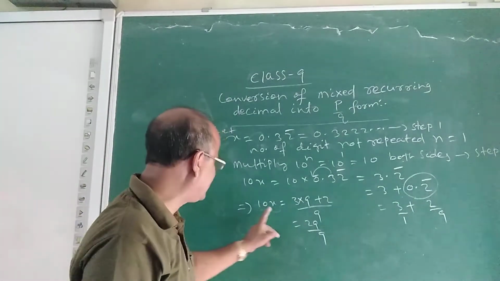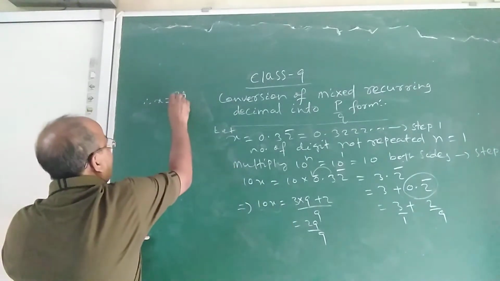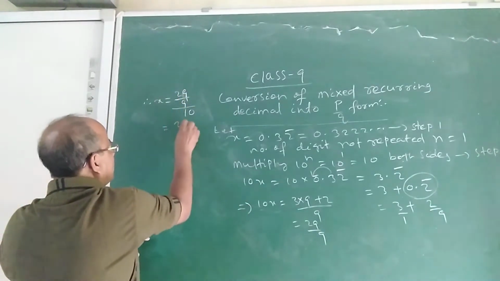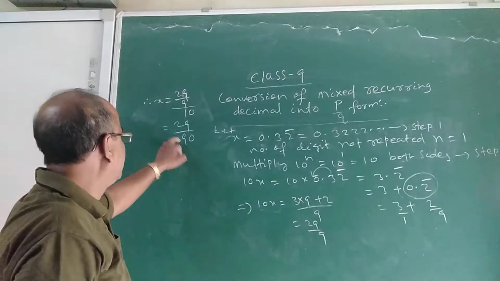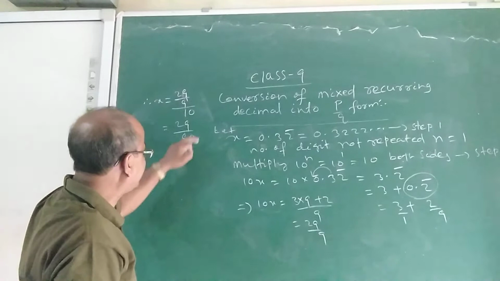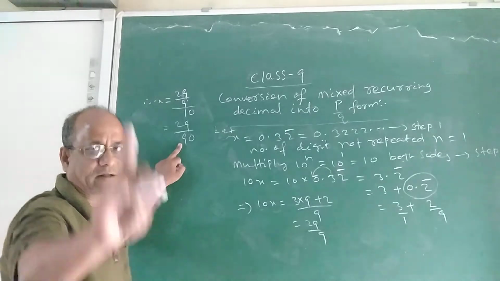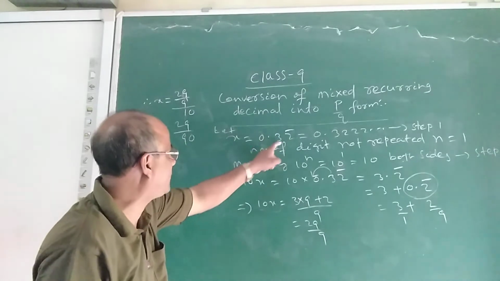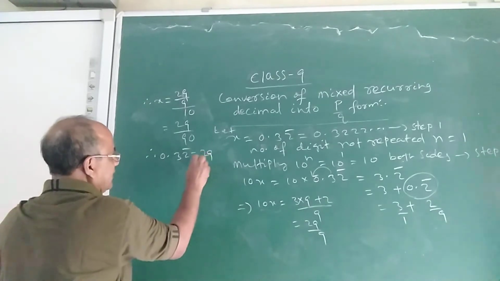But we want to find x. Therefore x equal to 29 by 9 divided by 10, and it will be equal to 29 by 90. Look, this is in P by Q form and having no common factor. It is in simplest form, since 29 and 90 do not have any common factor other than 1. So this is the required rational number of 0.32 bar. Therefore 0.32 bar is equal to 29 by 90.